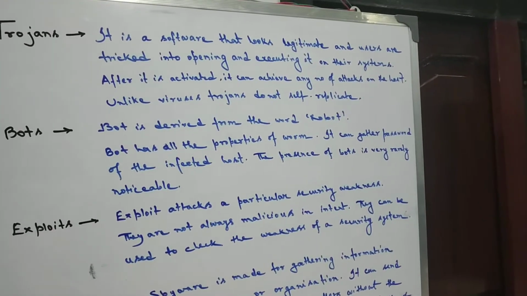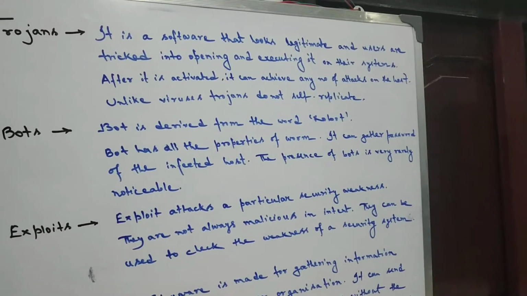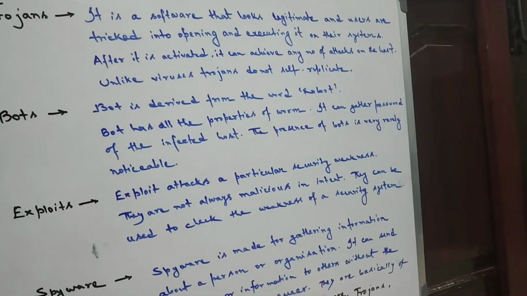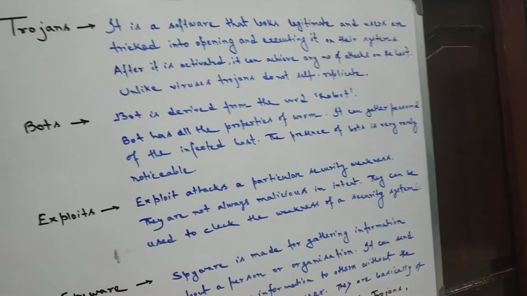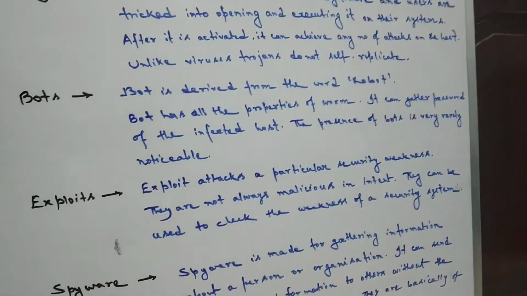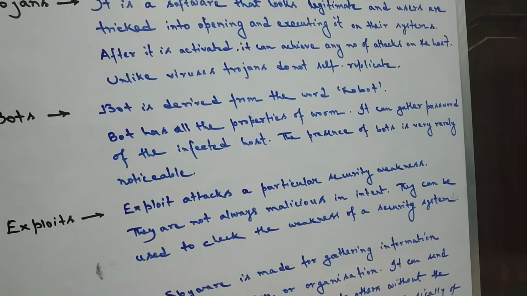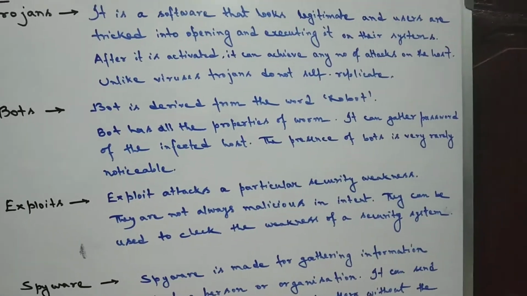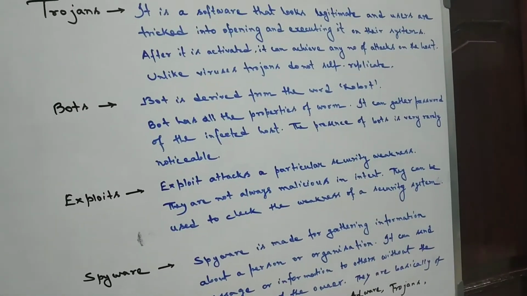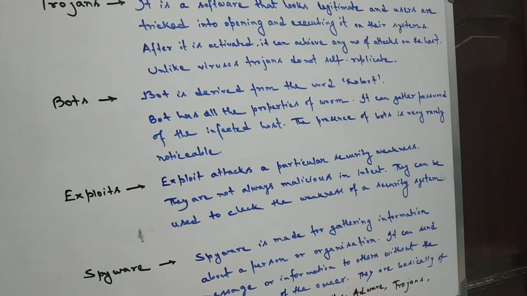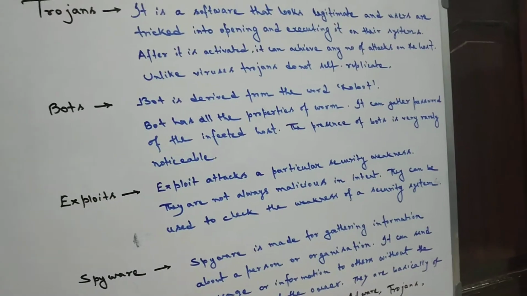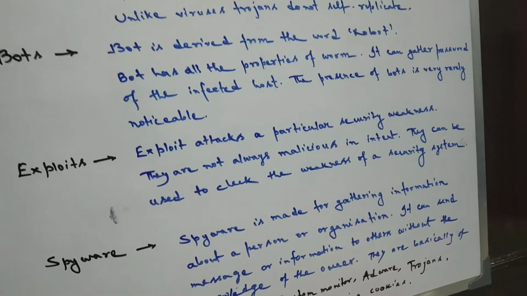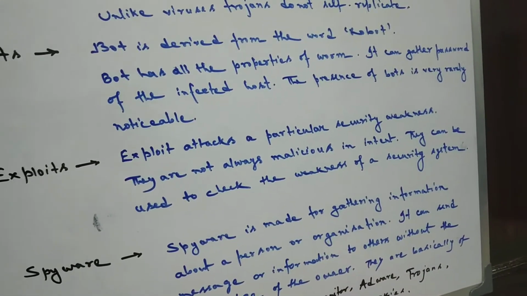So a bot has all the properties of a worm. That means it can damage files and folders, and the kind of damage that a worm can do. Similarly, besides having the properties of a worm, it can gather passwords of the infected host. The presence of a bot is very rarely noticeable. That means you can rarely realize the presence of a bot. It exists, but it is very difficult to notice.